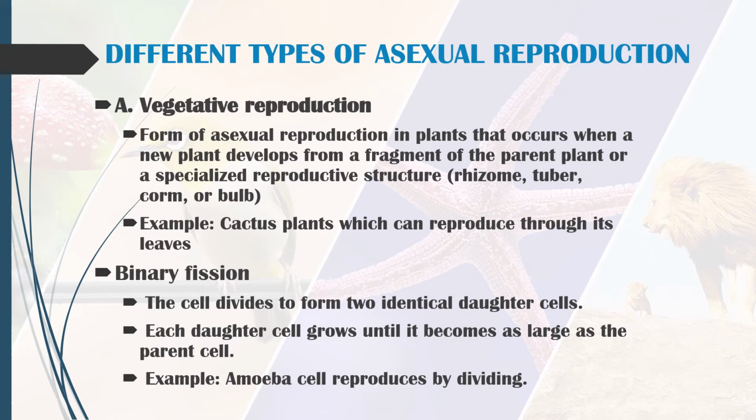Okay. The second one is binary fission. So the cell divides to form two identical daughter cells. When we say identical, they have the same features or the same face or the same gender. But for this, it mostly occurs in unicellular organisms. So each daughter cell grows until it becomes as large as the parent cell. So one example for this is the amoeba cell that reproduces by dividing. The amoeba divides itself and then it becomes the same size as its parent cell.